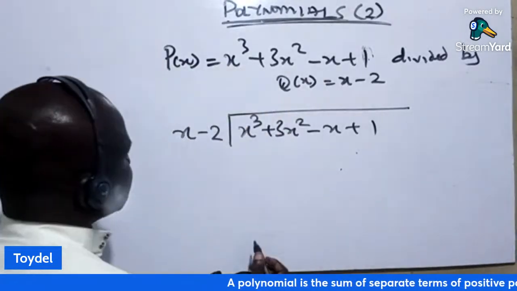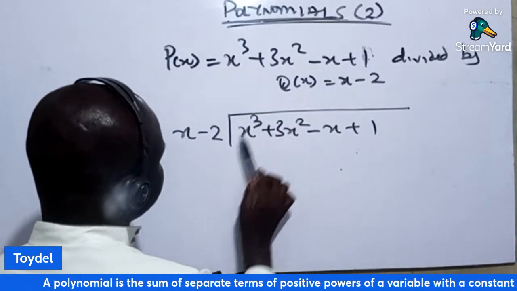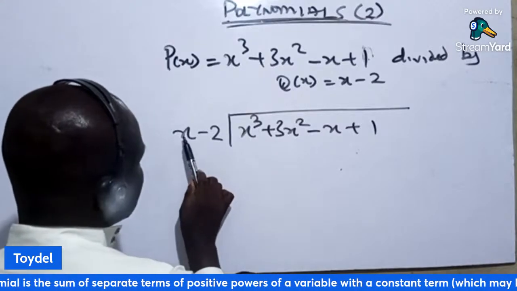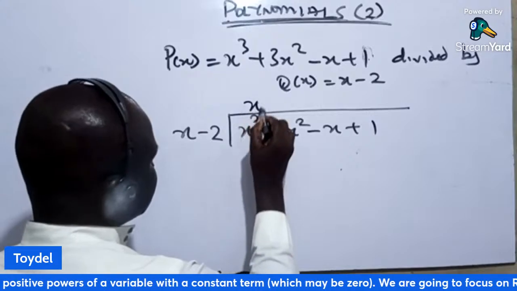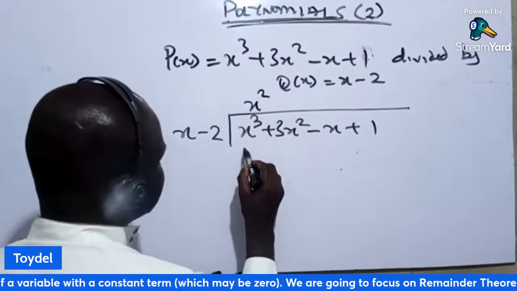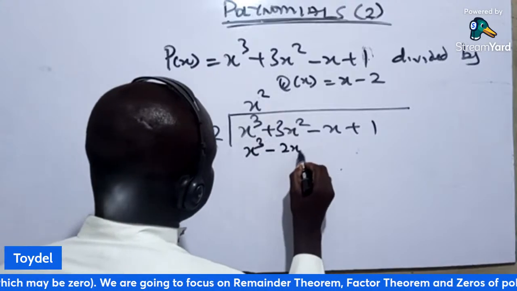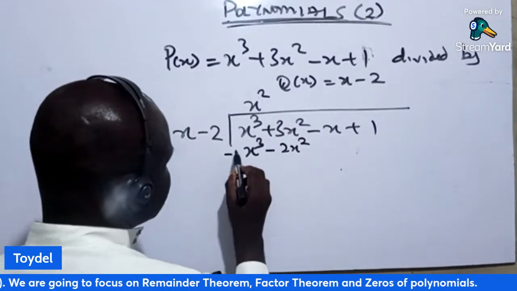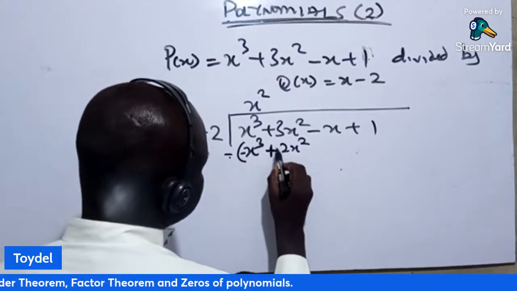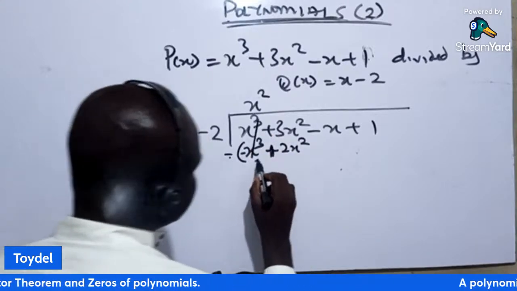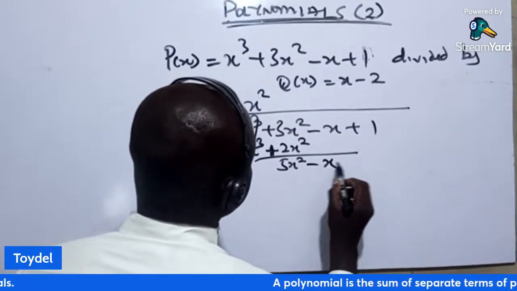Okay, if you want to divide this, we are going to look at the coefficient, the power, the index of this x cubed. Here is x. What are we going to multiply x by to give us x cubed? That is x squared. We now say x squared times x, that is x cubed, minus 2 times x squared, that will be minus 2x squared. So naturally, we introduce minus. So minus times minus changes to plus. This will cancel out. Then at the end of the day, I will have 5x squared minus x.